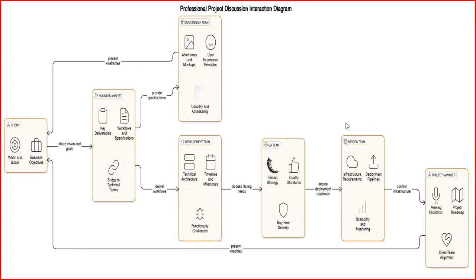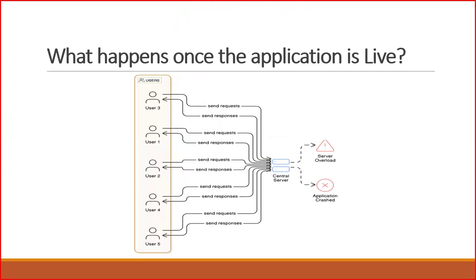Till this particular slide, we are able to successfully deploy the application on production. Now we need to understand what is going to happen once the application is in production, or once the application is live. Generally, the DevOps team is going to host the application code on the central server.